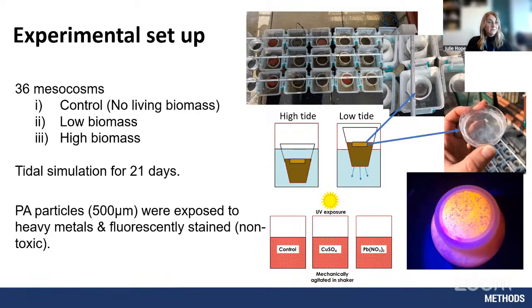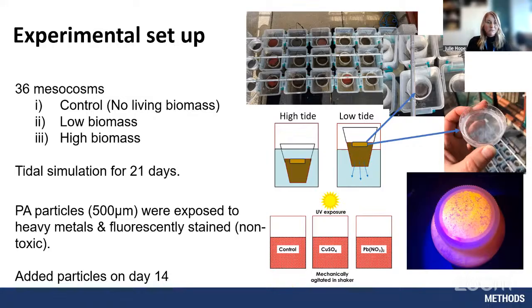They were exposed to different heavy metals. So we used copper and lead as two representative contaminants, and we fluorescently stained them so that we could track their movement. Now, this little inset image on the middle right, you can see it's a little petri dish, and we embedded that into the mesocosm so that we could remove that later to conduct some erosion measurements in a small flume, which I'll show you next.